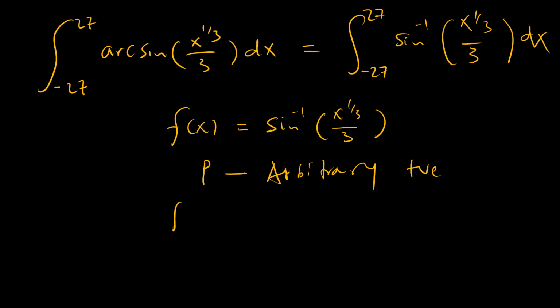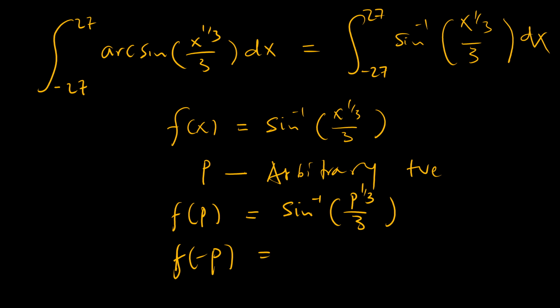So f of p will be equal to arc sine of p over 3, right? However, if you have f of negative p, you would have negative, which is equal to negative of f of p.